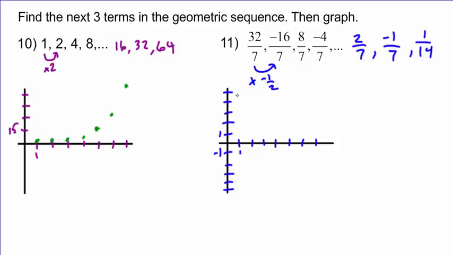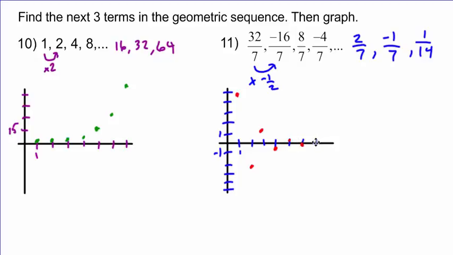32/7. It's just a hair below 5. There we go. All right, negative 16 sevenths. That's a little bit below negative 2. 8 sevenths is our third term. That's just slightly more than 1. Negative 4 sevenths is about a negative 1 half. And then 2 sevenths, then negative 1 seventh.